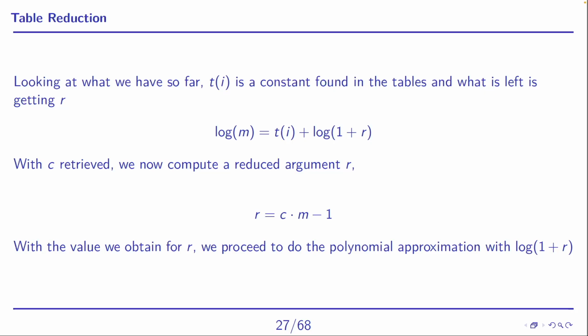And once we have made all this transformation and everything, what we have left is something that looks like this. The logarithm of m, which I had in my first reduction, is going to be equal to table t, whatever is in table t at the index I, plus the logarithm of 1 plus r, where r is equal to the c that I have times m minus 1. And since r, which is our reduced argument, is ready, that means that I now can evaluate my polynomial for that specific r. Of course, I have reduced the argument as much as I can at this point, so it's fair to say that it's ready to do the approximation.